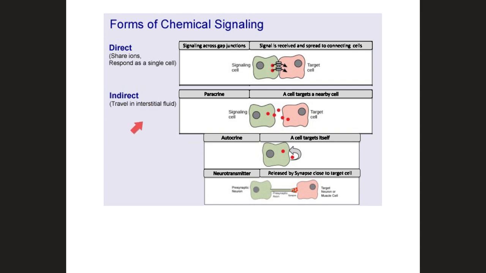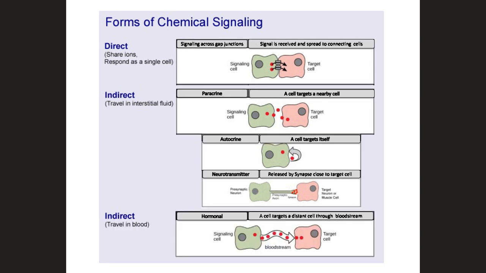Another specialized form of indirect signaling is when nerve cells talk to their target cells. So this is a nerve cell, and usually nerve cells have these long extensions called axons. So nerve cells receive a signal, and then they send that signal down this axon, and towards the end of the axon, which is very, very close to the target cell, the neuron releases what's called neurotransmitters. So neurotransmitters travel in a very tight space, and they just diffuse from the nerve cell to the target cell.